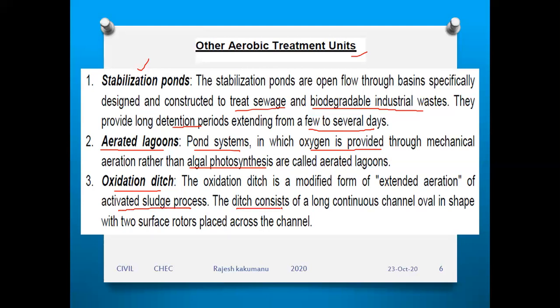The oxidation ditch consists of a long continuous channel, oval in shape, with two surface rotors placed across the channel. So I'll show the figure, don't worry. The oxidation ditch is another type of treatment process, a modified form of extended aeration. It consists of a long channel which is oval in shape with two surface rotors placed across the channel.